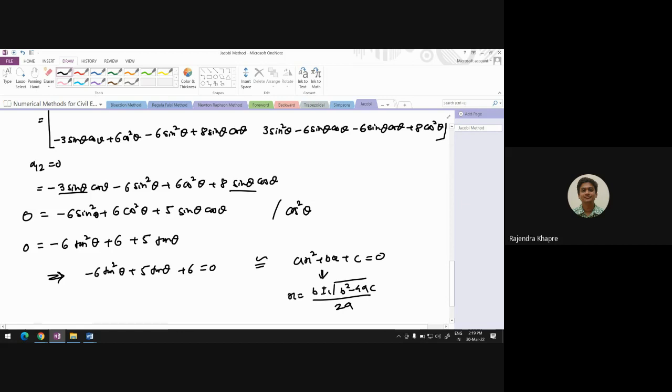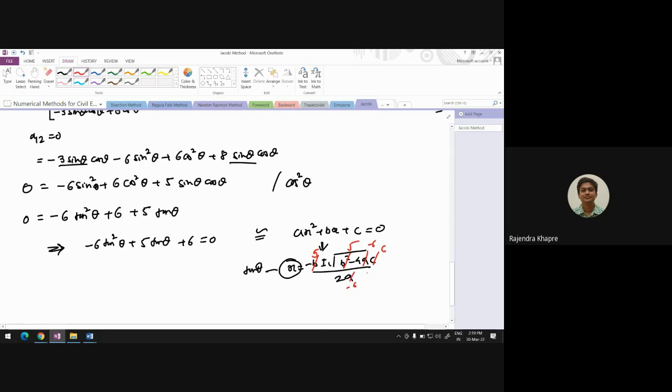Correct? Now what is your x over here? X is nothing but your tan of theta. So minus b plus minus under root of b square minus 4ac, where your x is nothing but your tan of theta. And what is your b value? Your b value is basically 5. A value is -6 and C value is 6.